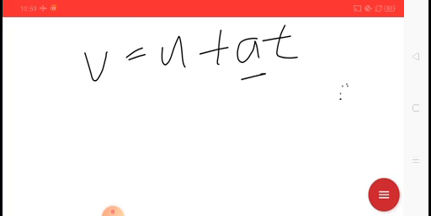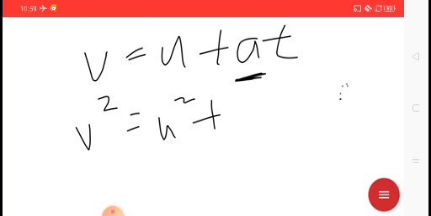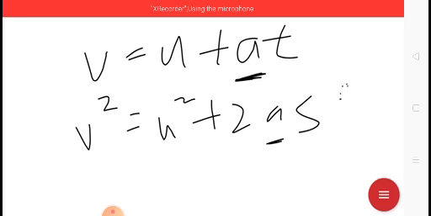For this formula we always consider that a is constant, right? And similarly v square equal to u square plus 2as, so a is constant also. In this chapter we will consider when the acceleration is not constant. When the acceleration is not constant, normally the question will give you an equation to represent the a or any others, v.